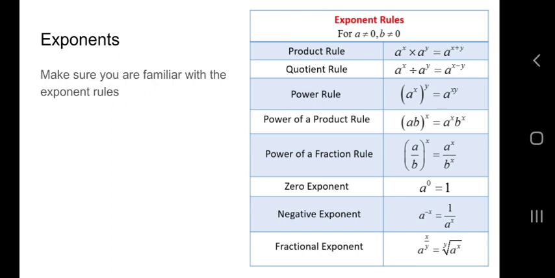And then negative exponents. You need to remember this. So if you have like 3 to the negative 5th power, that's the same thing as 1 over 3 to the 5th power. Okay? And then also make sure you know that 1 over 3 to the negative fifth power is 3 to the fifth power.